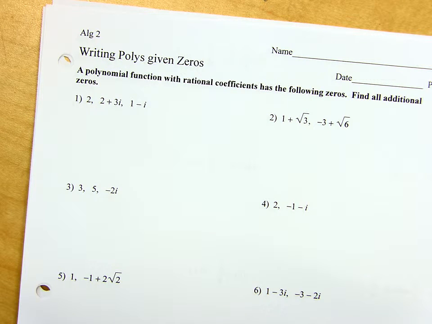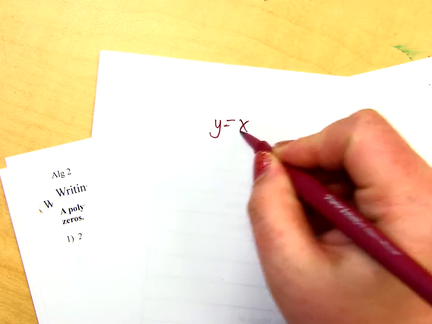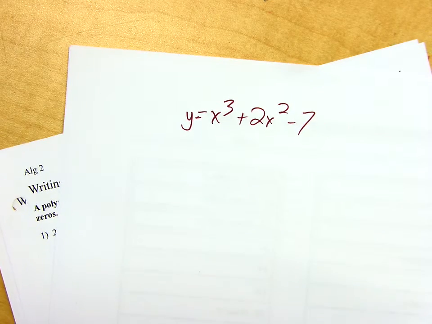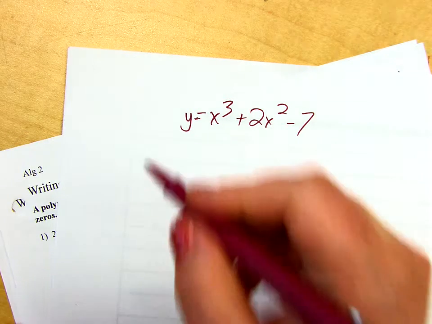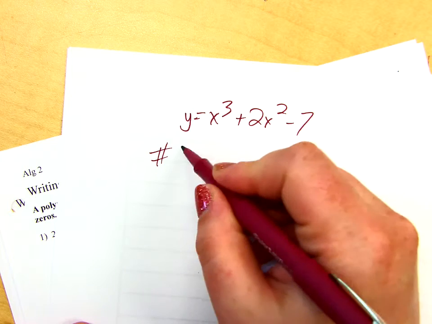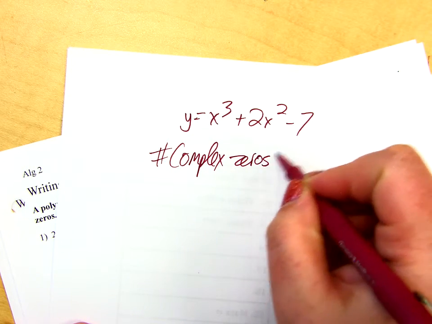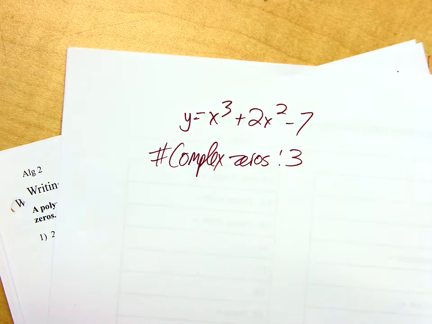Now, do you remember if I have, let's just make up a polynomial here. Let's say I had this. Y equals x to the third plus 2x squared minus 7. How many total answers will this thing have? 3. So the number of total complex answers, complex zeros we'll call it, is 3. Right? How many of these could be real?